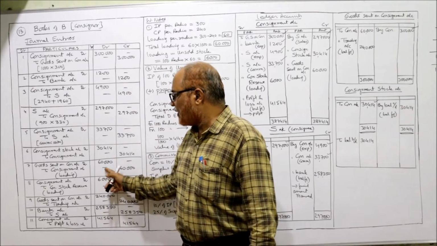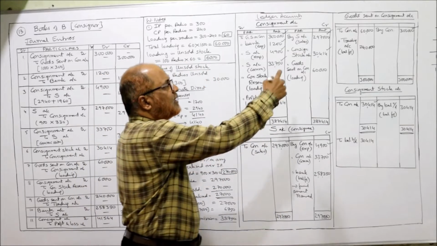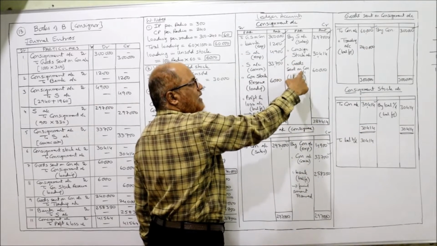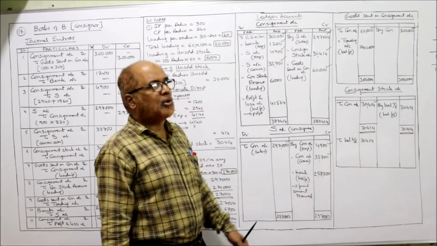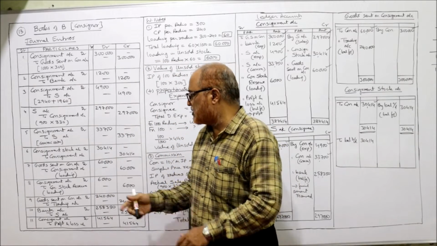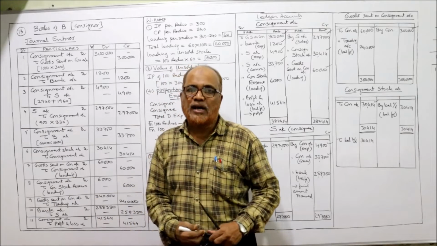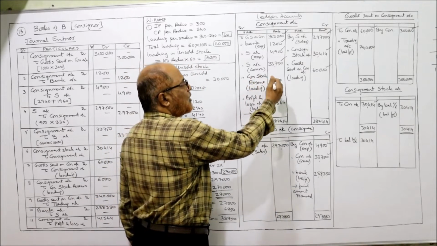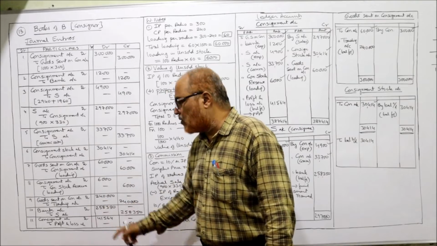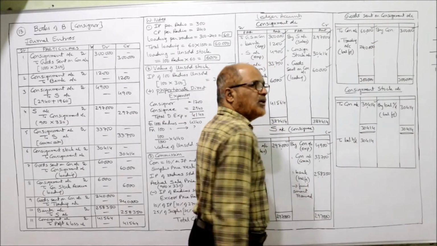Next, goods sent on consignment to consignment, loading. Goods sent on consignment account debit to consignment 60,000. And the consignment account is credited by goods sent on consignment, loading, 60,000. So goods sent on consignment is debited and consignment is credited, 60,000 over. Next, consignment account debit to consignment stock reserve. So the consignment account is debited to consignment stock reserve 6,000. 6,000 over. Next, goods sent on consignment account debit to trading account. So goods sent on consignment debit side to trading account 2,40,000.